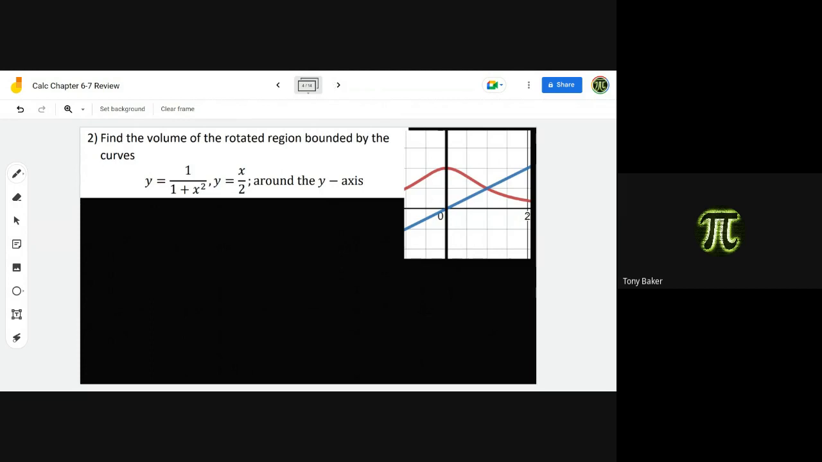All right, so this one, we're looking at, this one's being rotated around the y-axis, and it's in terms of y equals. So for this one, since it's in terms of y equals, rotating around the y-axis, I need to do this in the cylinder method. So remember, the cylinder method was x times 2 pi times the height. And the height was the difference between the two curves.